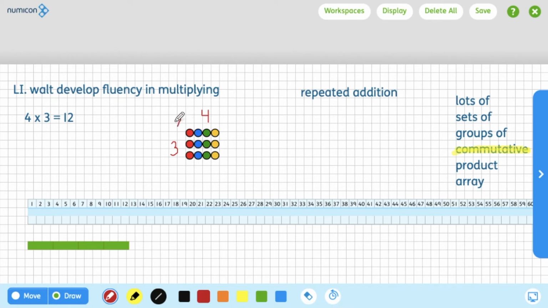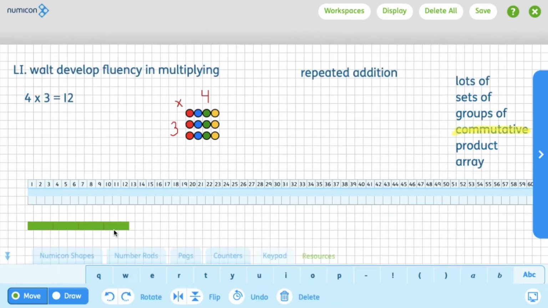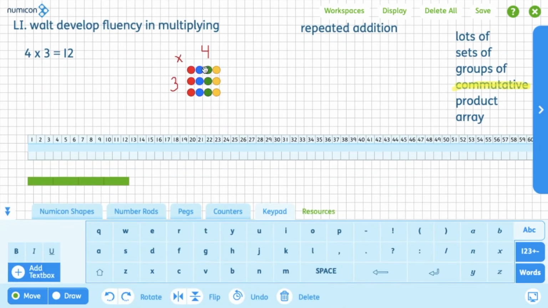It's not the same, but it is the commutative. And you'll have noticed that I haven't gained any or lost any counters. All the counters remain the same. So you're right, I still have 12. I've just flipped it on its head. So instead of having 4 lots of 3, I now have 3 lots of 4, or 3 times 4. And I haven't lost or gained any counters, so I still have 12.